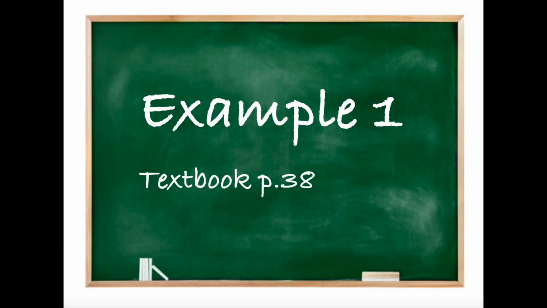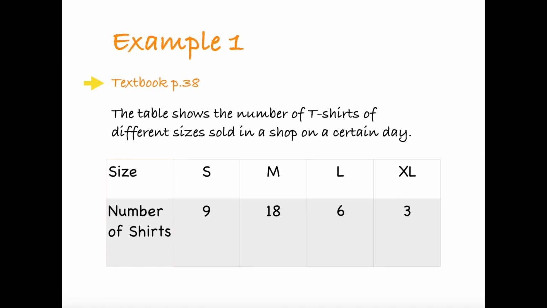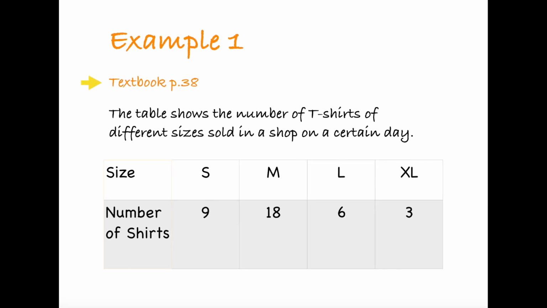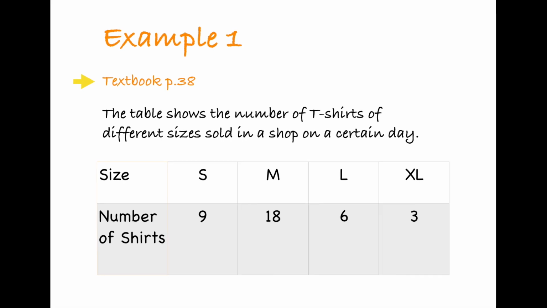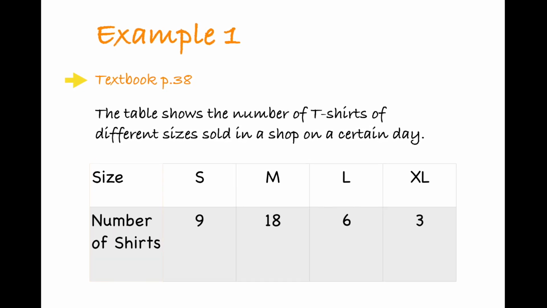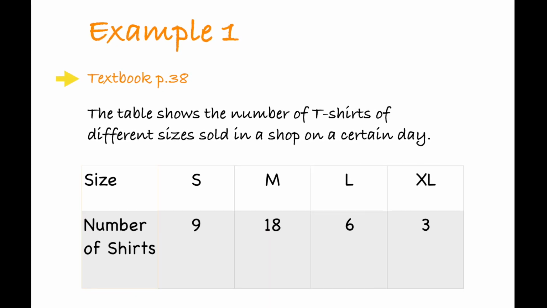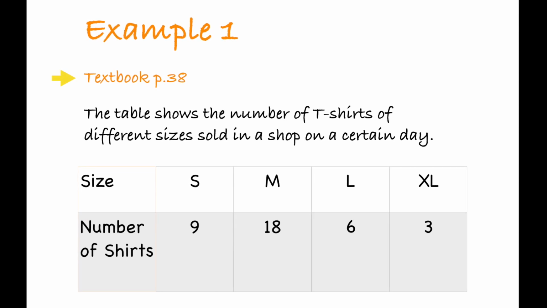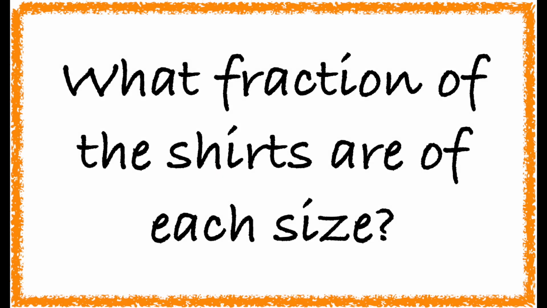Example 1. Textbook, page 38. The table shows the number of t-shirts of different sizes sold in a shop on a certain day. Based on this chart, 9 small shirts were sold, 18 medium shirts, 6 large shirts, and 3 extra large shirts. We can use the data presented in this table to answer some questions about the shirts sold. What fraction of the shirts are of each size?